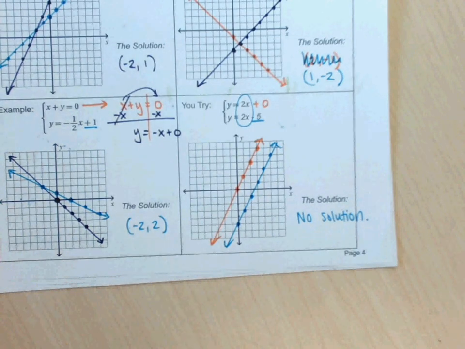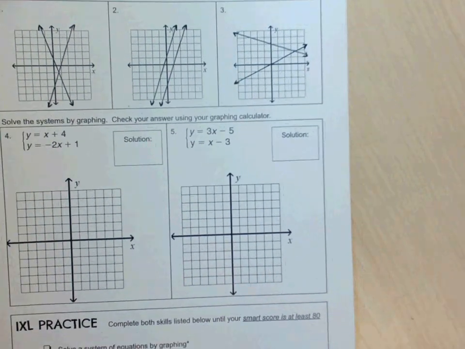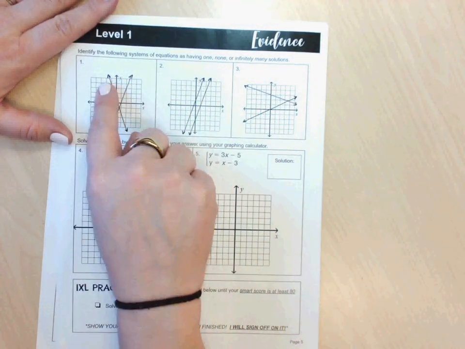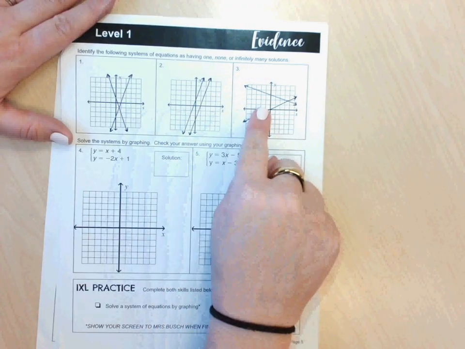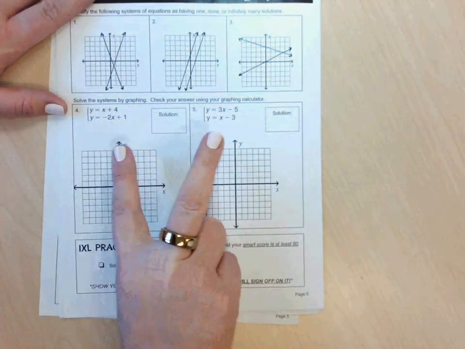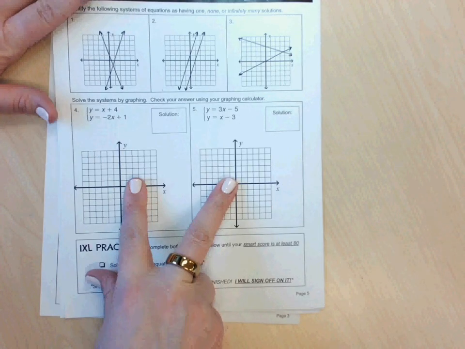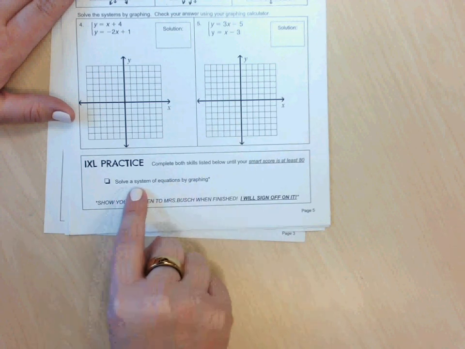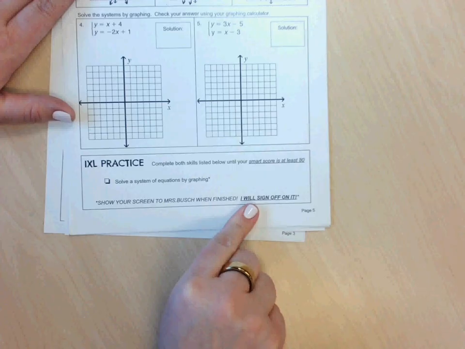That's it. Level 1 is only a review. So what you need to be doing at this point is, on the next page, you are completing the top, which is answering these. Do they have one, none, or infinitely many solutions? Then 4 and 5 are a review of what we just did on page 4. And then finally, you're going to grab a Chromebook and you're going to complete this section on IXL. I am going to sign off on this.